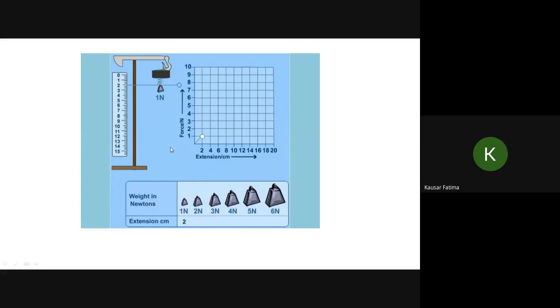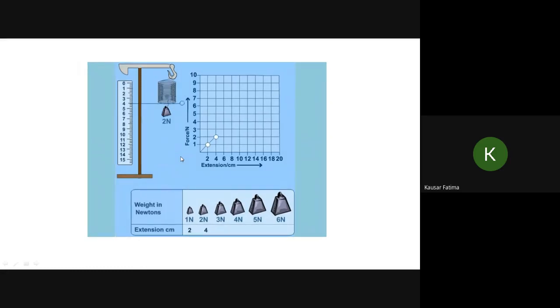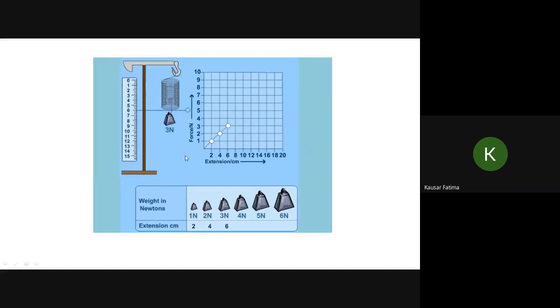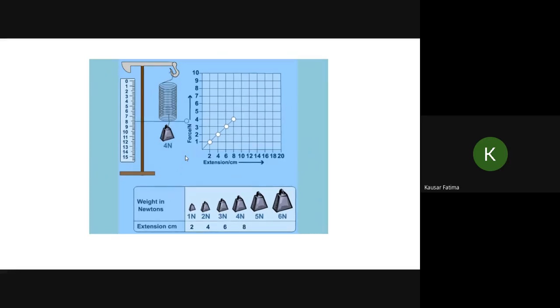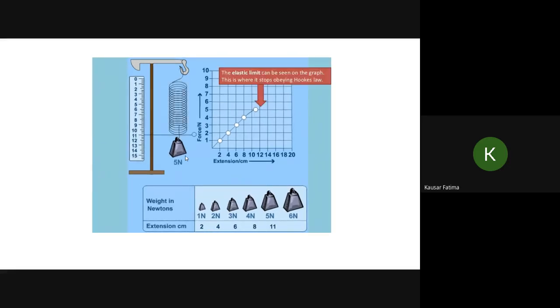Now let us see what happens when we increase the force. 2 Newton force is causing it to become 4 centimeter longer. Okay, so each 1 Newton force produces 2 centimeter extension, and 2 Newton force produces 4 centimeter extension. So 3 Newton force, 6 centimeter extension. So this is how the forces are increased and extension is also increased.